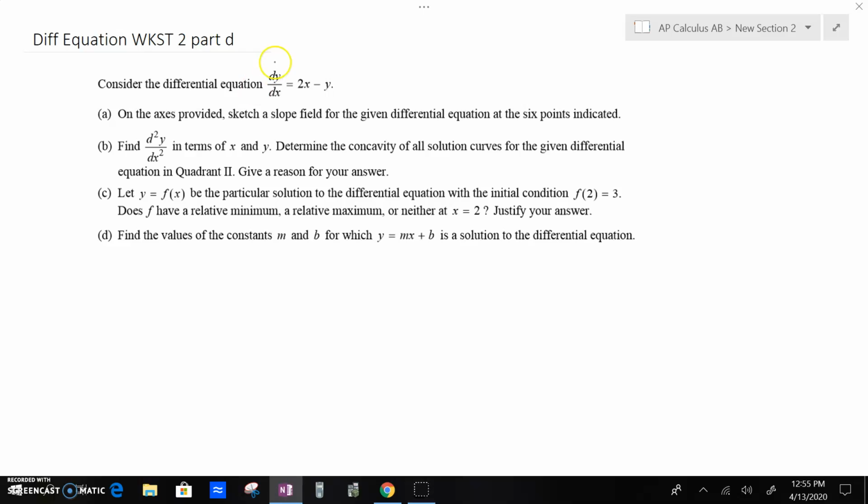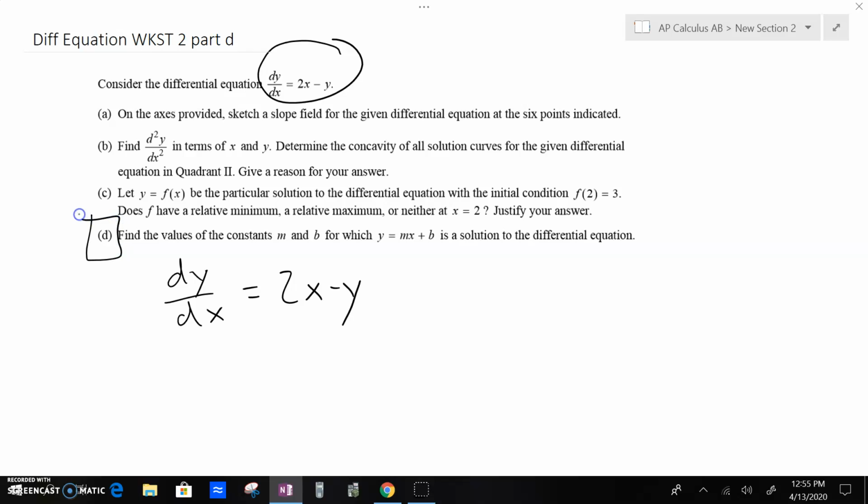So for starters, we're looking at y prime, or dy dx, equals 2x minus y. So that's our actual differential equation. And again, dy dx is slope, or y prime. Then they're asking us in part D, and again, we're just going to look at part D, to find the values of the constants m and b. So we're looking for numbers for m and b.